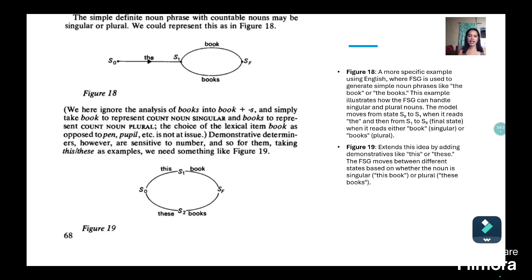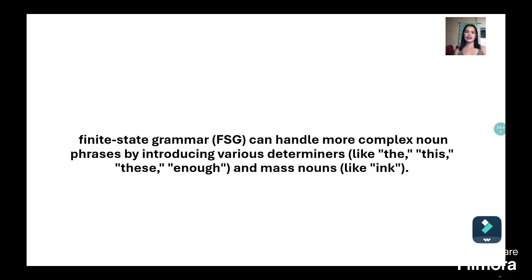Next is figure 19. It extends this idea by adding demonstratives like this or these. The finite state grammar moves between different states based on whether the noun is singular, this book, or plural, these books. Now let's proceed to the next one. Finite state grammar can handle more complex noun phrases by introducing various determiners like the, this, enough, and mass nouns like ink.